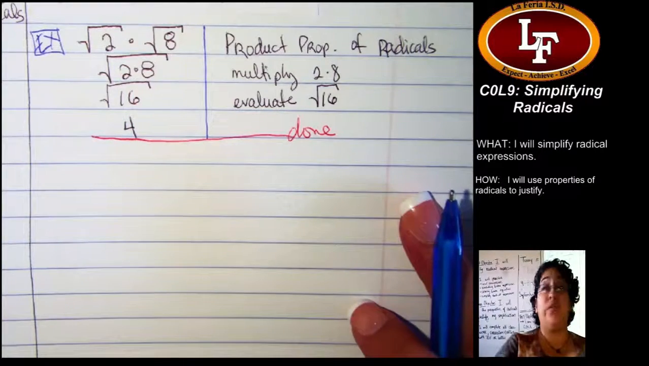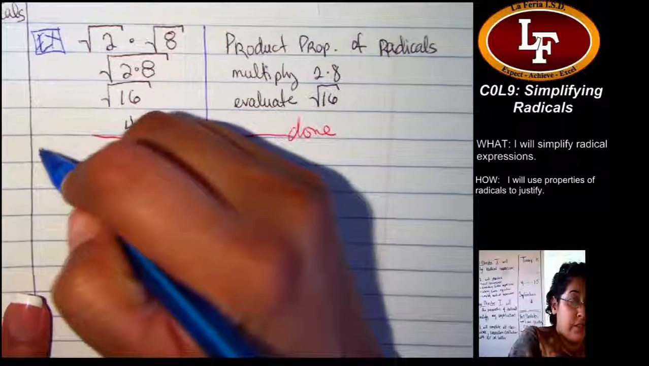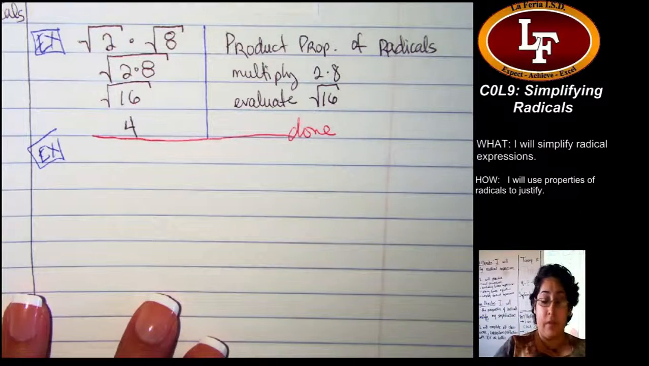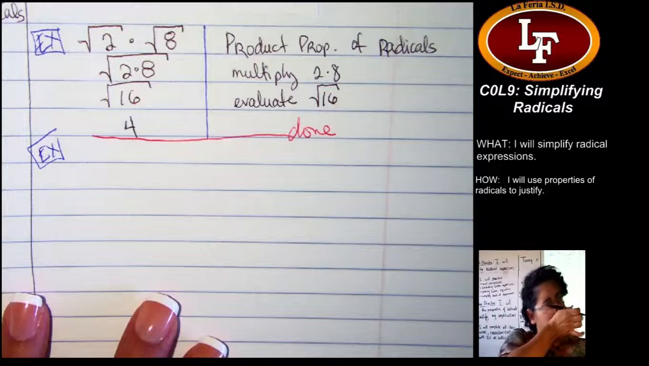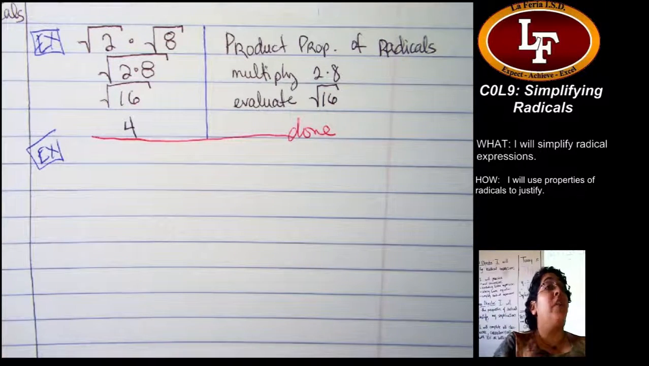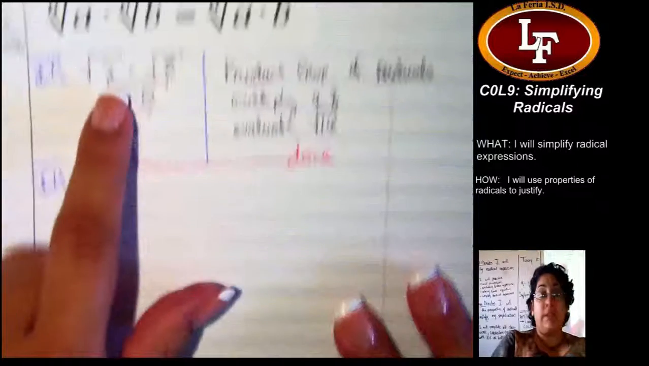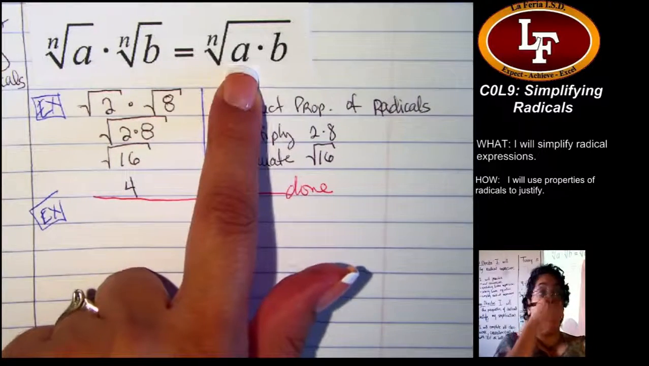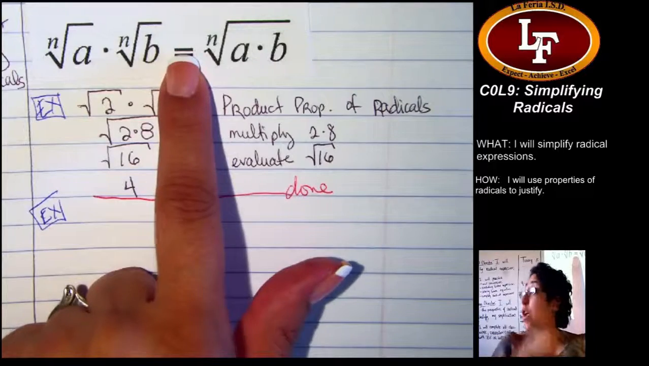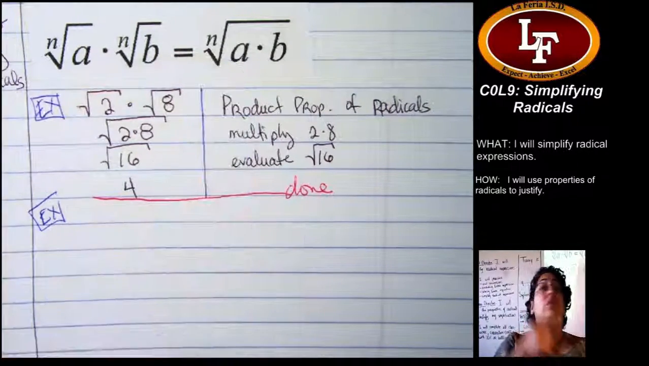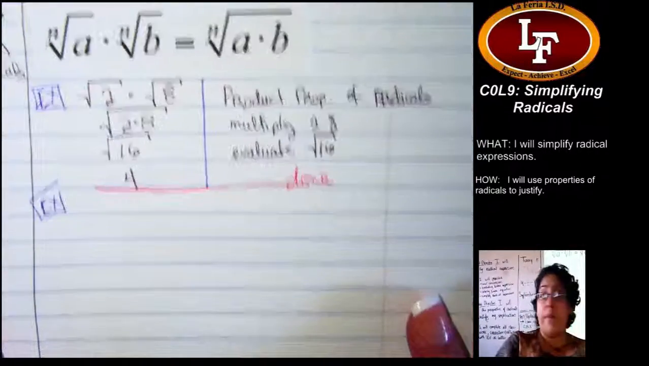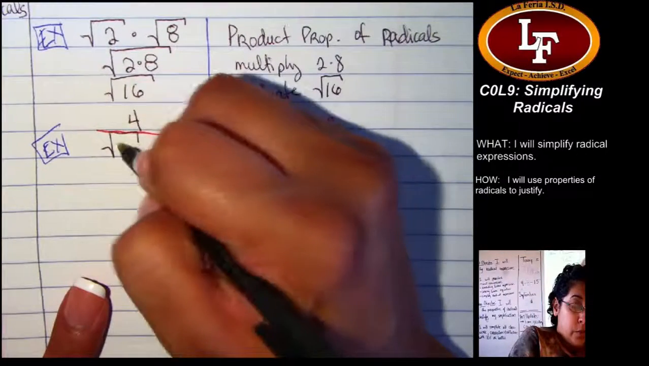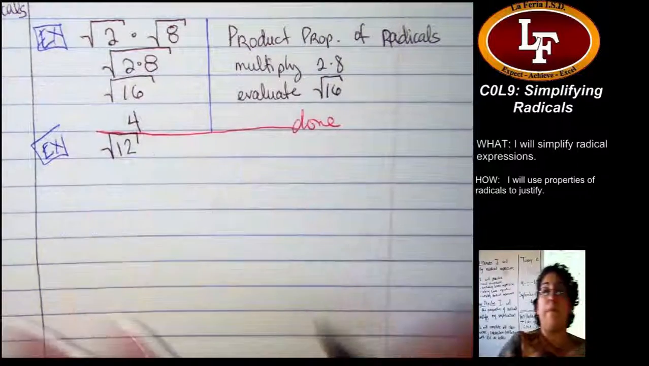Great question. Thank you. All right, let's do another example. But this time I'm going to go in reverse. Notice how we went from the left side of our property to the right side of our property. But it's an equal sign, so I could go the other direction if I wanted to. We're going to use that and go the other way. Let's look at the square root of 12.